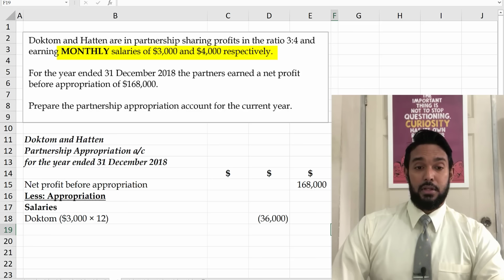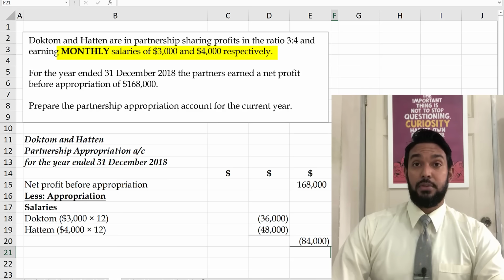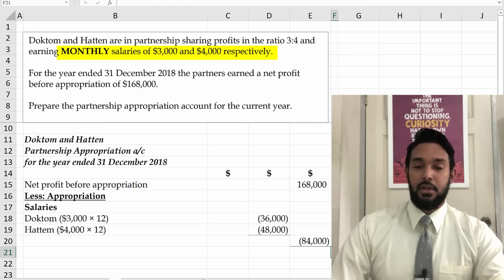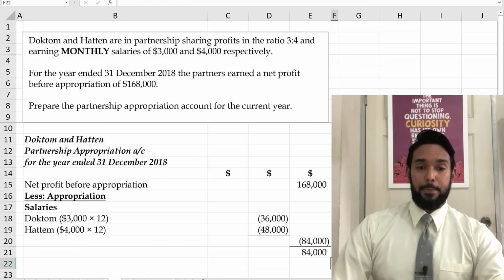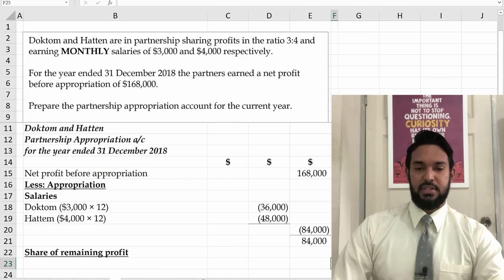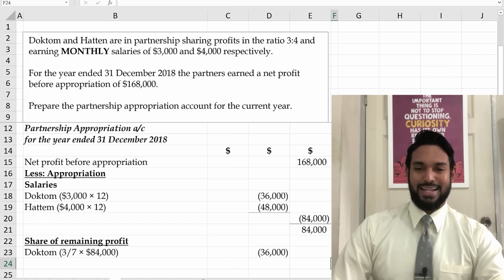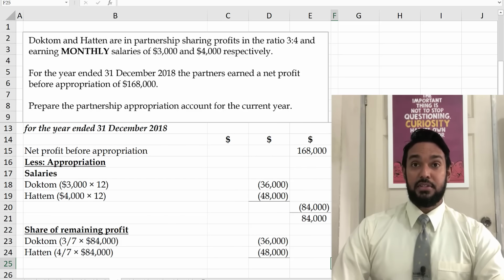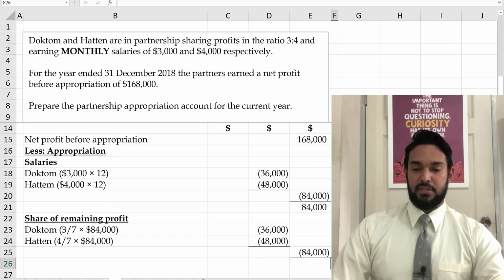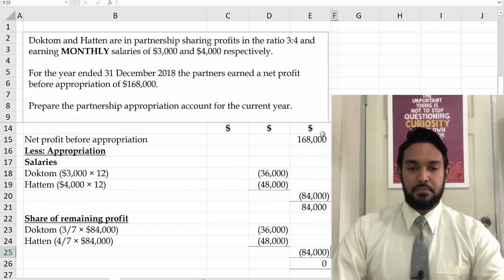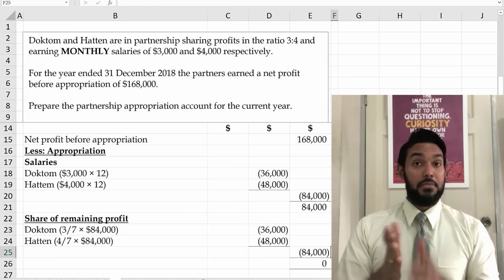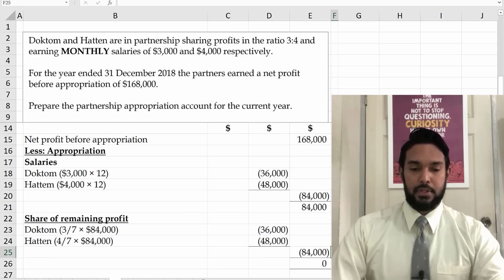For Hatton, his will be 4,000 by 12, which will be 48,000, giving us 84,000 of total salaries to be given to the partners, leaving us with 84,000 to share between them. The ratio is a 3 to 4 ratio, so we share the remaining profits. Dr. Manhattan gets 3/7 of 84, which is 36, and Hatton gets 4/7 of 84, which would be 48. Adding 36 and 48 gives us 84, which leaves 0 when you net it off. All right, so we see here monthly salaries can be a thing.